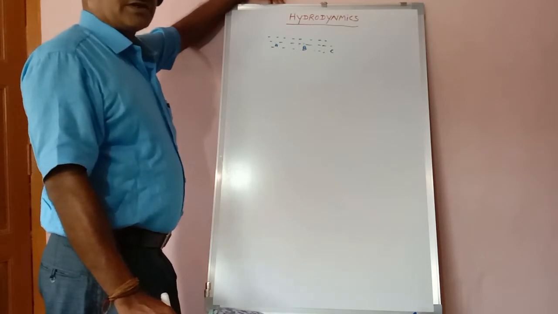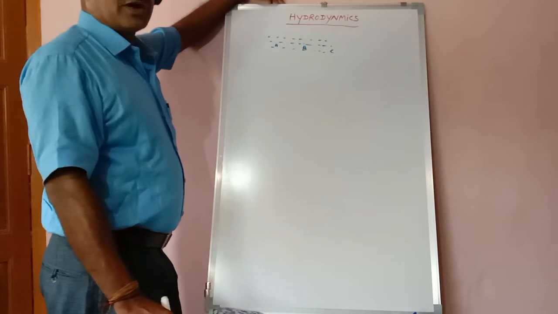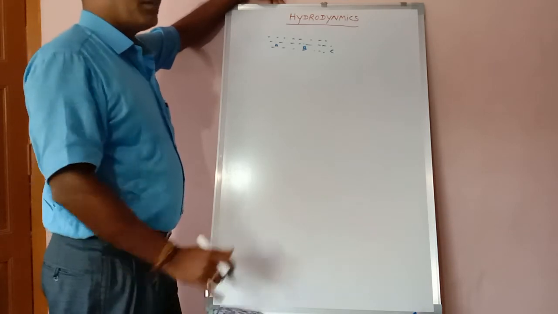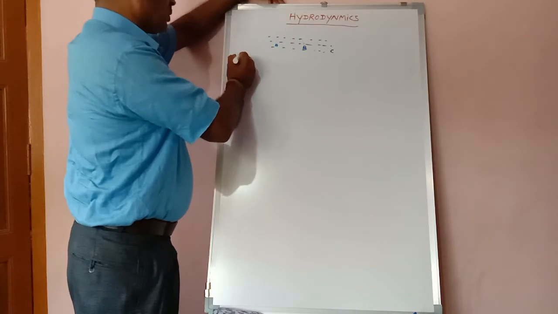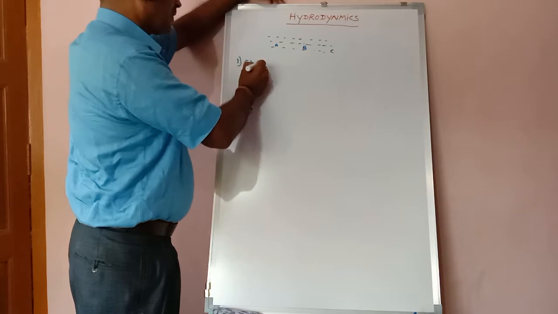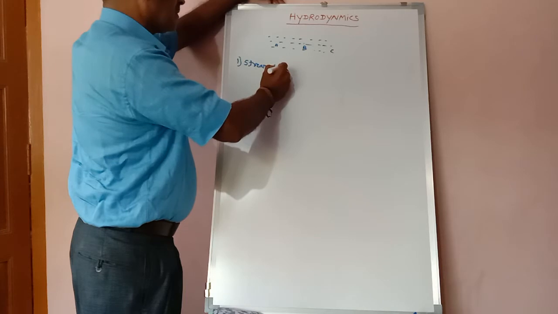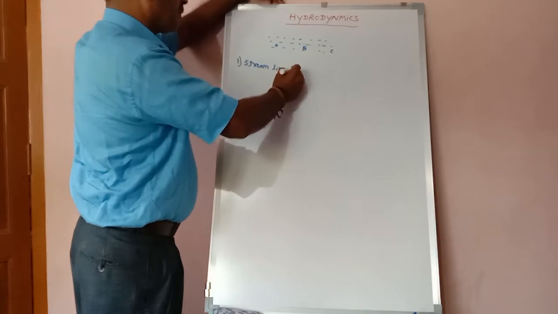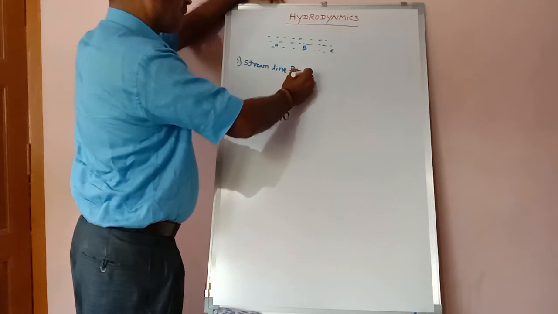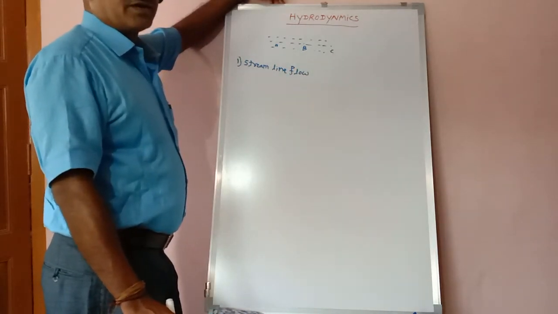Suppose the velocity of the fluid at point A, point B and point C is the same. Such flow is called streamline flow. Streamline flow means the orderly flow of fluid.